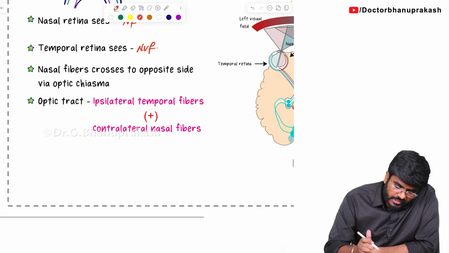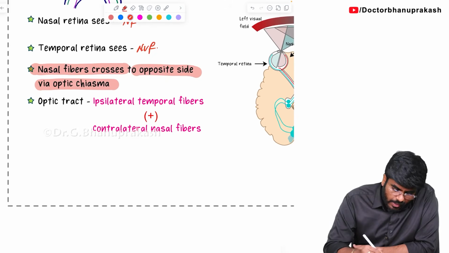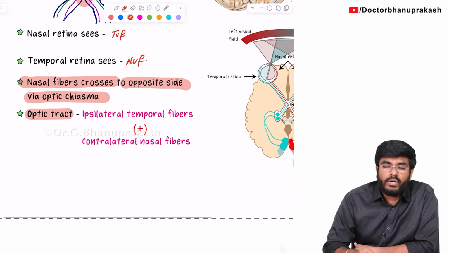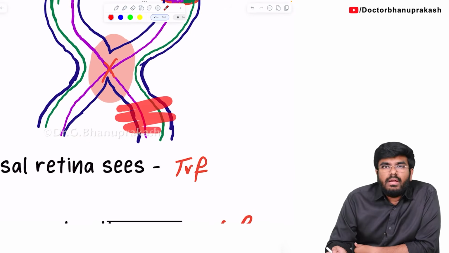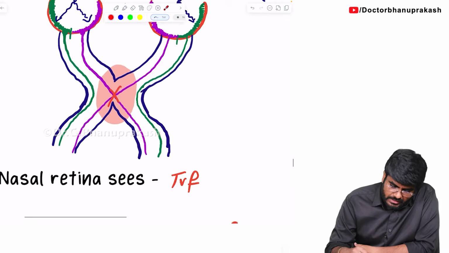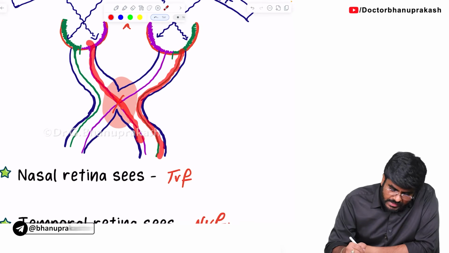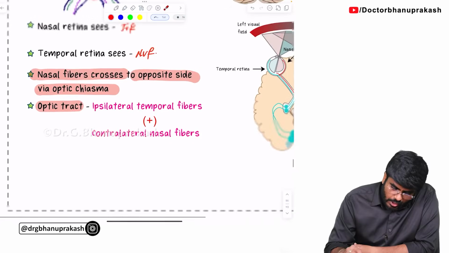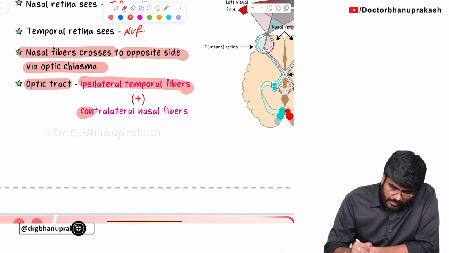Now tell me whether this statement is true or false: the nasal fibers cross to the opposite side via the optic chiasm. In the optic chiasm, they are crossing to the opposite side. And what is happening in the optic tract? Look at this optic tract. Which fibers are present in an optic tract? In an optic tract, the ipsilateral, same-side temporal fibers are present, as well as the contralateral, opposite-side nasal fibers.